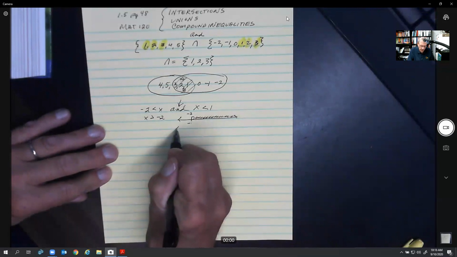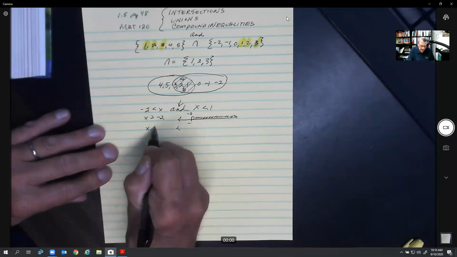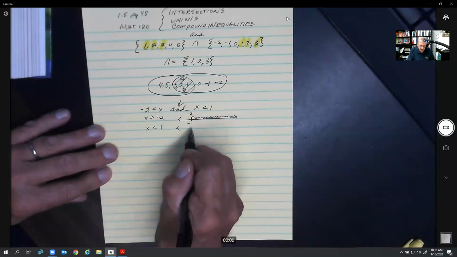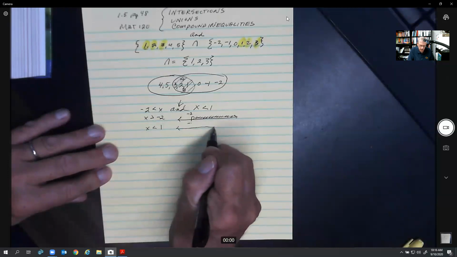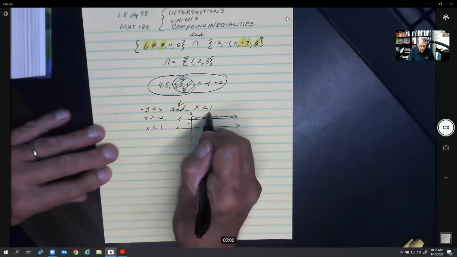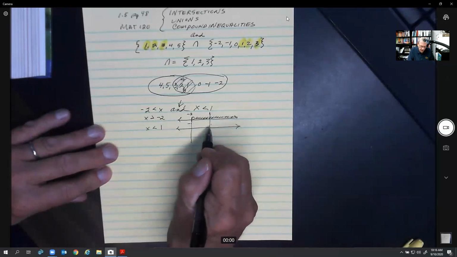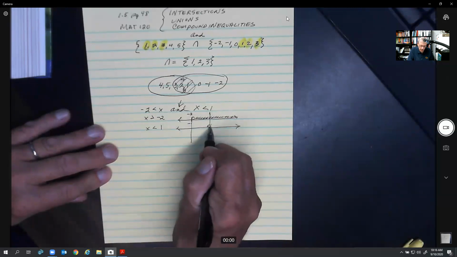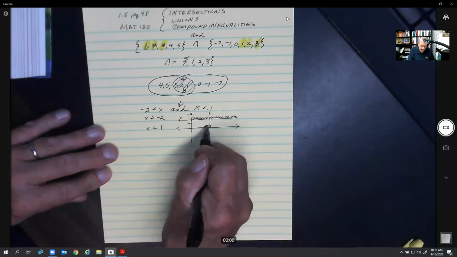Now on another graph, I'm going to graph x is less than 1. Okay, so x is less than 1. So I'm going to graph that one. And here's 1. I'm going to draw it through these two. Project it down. Here's 1. And what would that be? That'd be an open circle also, and it's going this way.